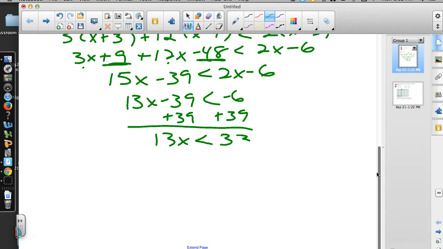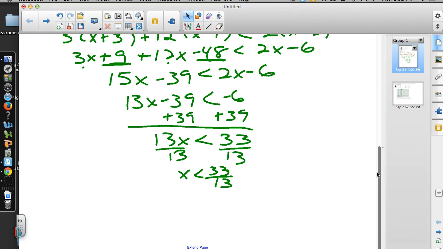Well, let's see what we have here. And then we'll divide both sides by 13. It is a positive 13, so I do not have to flip the sign. And x is less than 33/13.